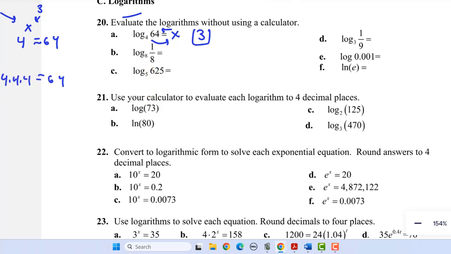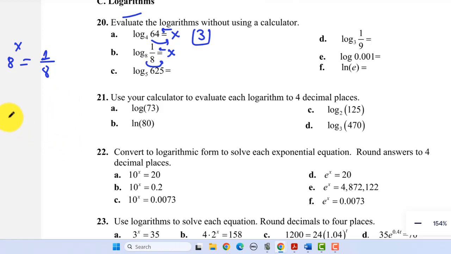All right, let's do letter B. I'm going to clean this up, and we will do 20B. Same thing. I don't know what value this is, so I'll say it equals x, and I can rewrite this as 8 raised to the x equals 1 over 8. I know 8 to the 1 is equal to 8, so 8 to the negative 1 is 1 over 8. So the answer for letter B would be negative 1.